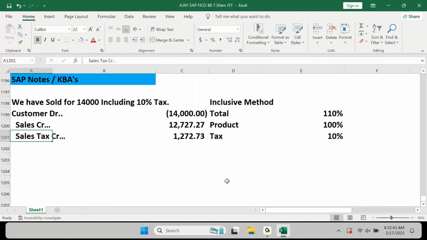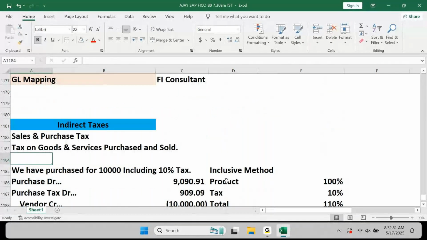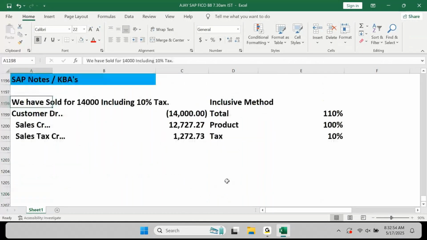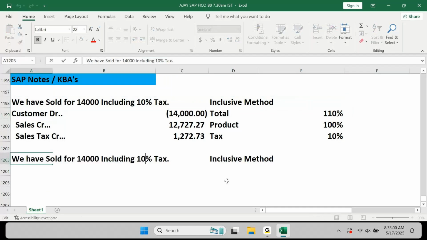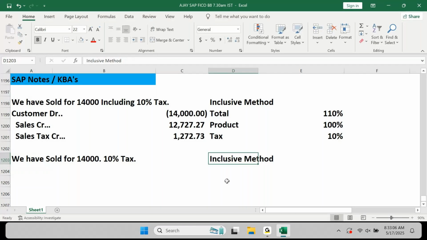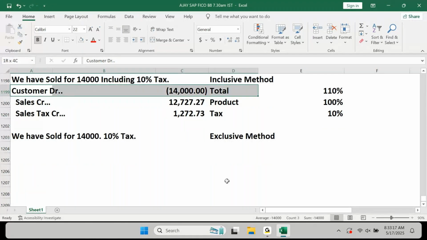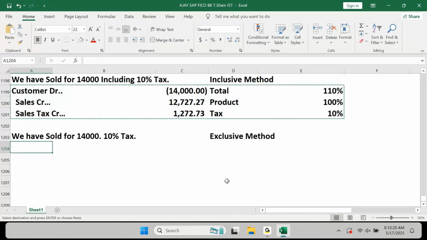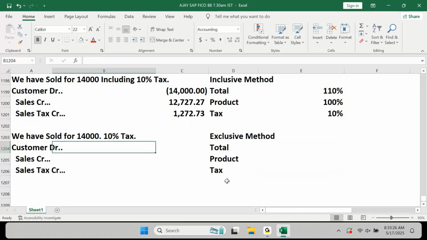Right. Now same thing if I look at the other case, the exclusive method is what we will write now. 10% tax, will put exclusive method. In this, accounting entry will remain same or will there be any change? Same, but values change. Accounting entry will remain same, values will change, and percentages will also change.